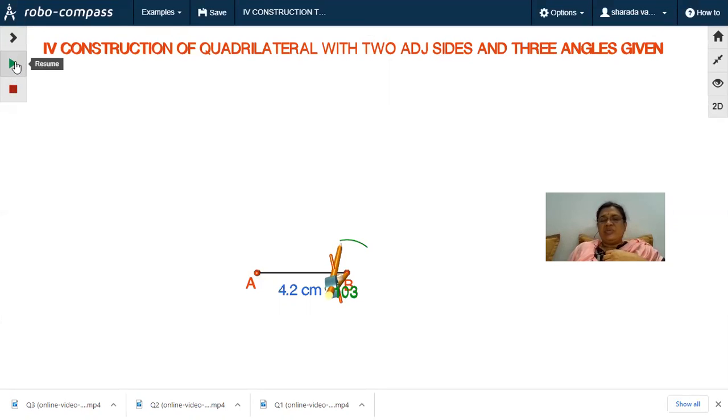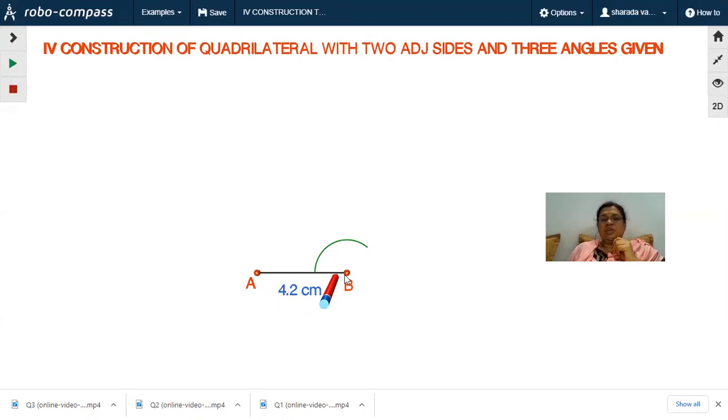You observe carefully. For that, you have to take a radius. See here, I have drawn an arc. What is the length of this line segment? It is 4.2 centimeters. So what will be the half of it? It will be 2.1. So less than half you have to take. Here I have taken 1.5 centimeters. The length of this radius is 1.5 centimeters.